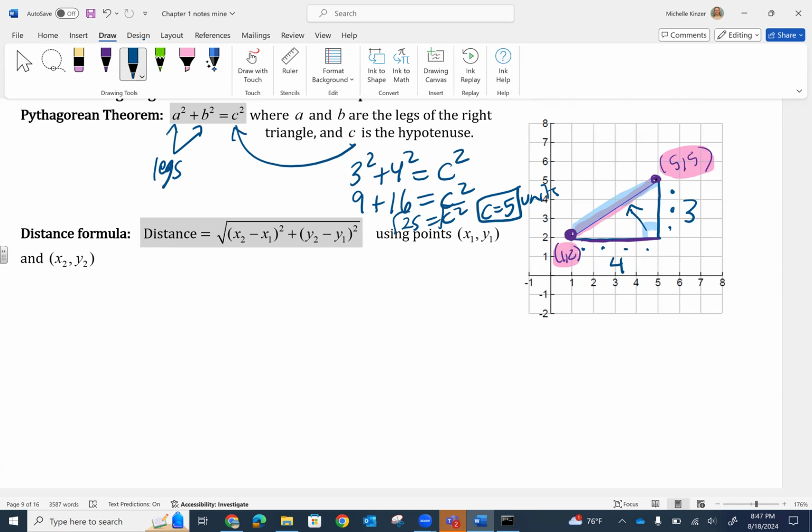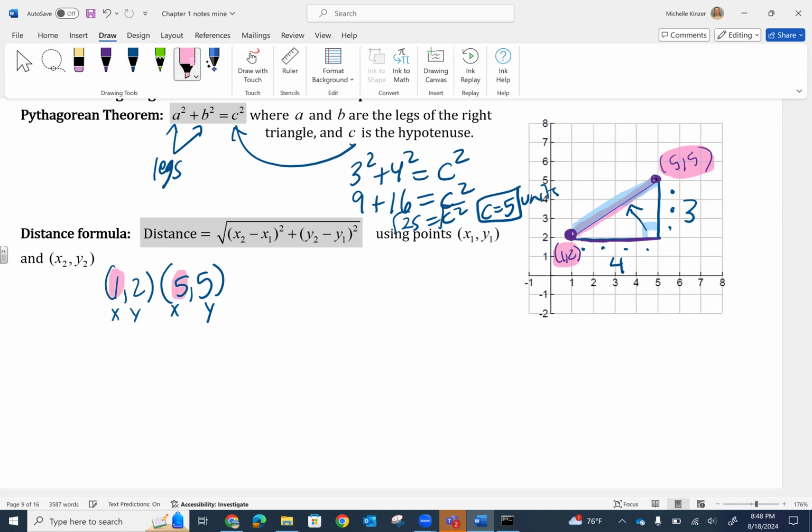I'm just teaching you a couple of methods. This is one that you will need to learn. So if your point 1 is 1, 2, and your other point is 5, 5, remember at every point you have an X and a Y. Okay, so we're going to start by taking both of the X values.